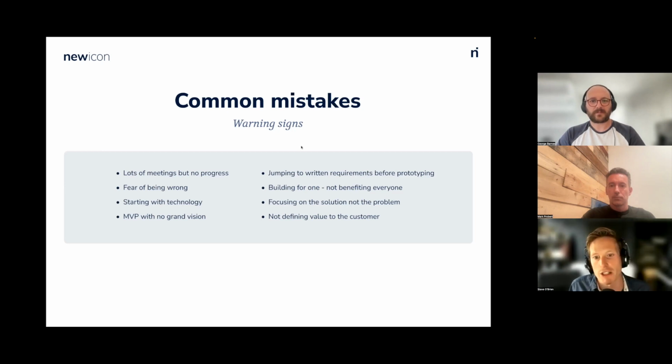Building, like I mentioned, just for the one person or just for the one use case and not considering everyone, and focusing on the solution, not the problem. So they're focusing too much on the solution without exploring the problem, or trying to define things and lock them down before you've really understood what you're doing.